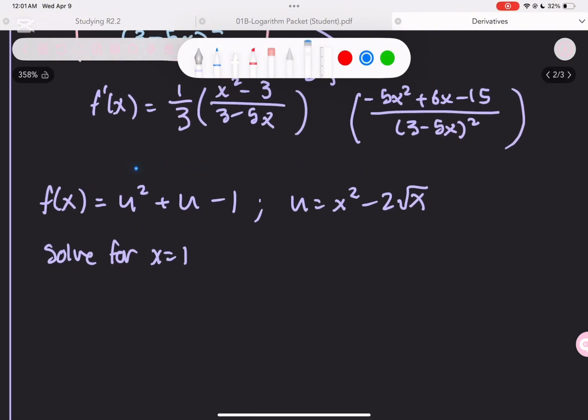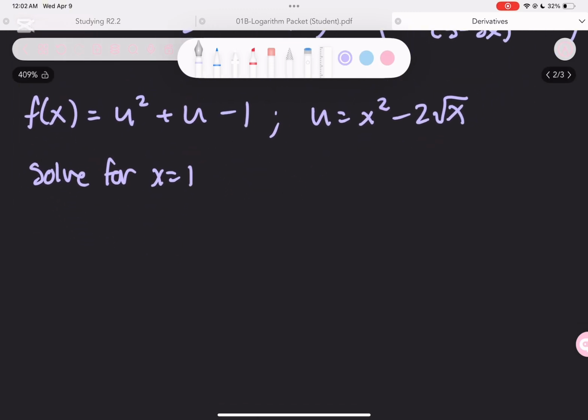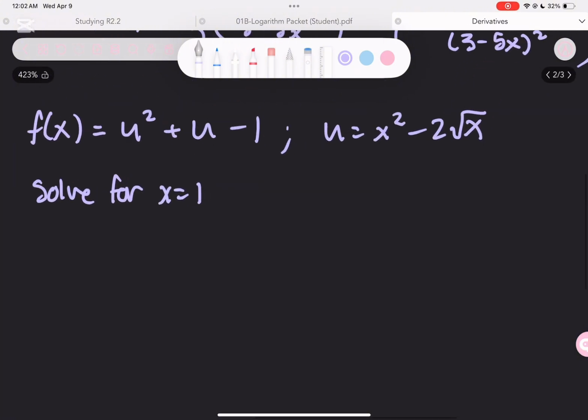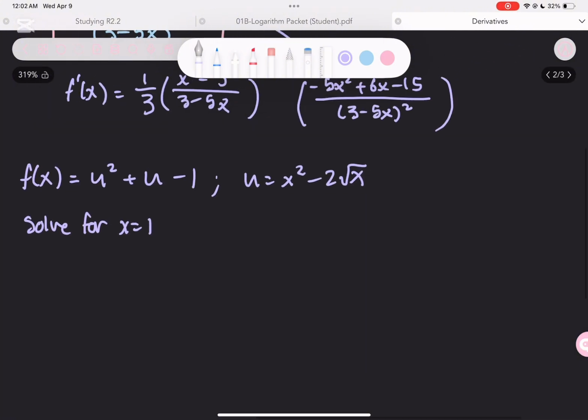This first chunk is a chain rule. You see, this is the outside function, this is the inside function. U represents the inside function, so you want to deal with that nitty-gritty first. You can choose to sub this in directly if you want.